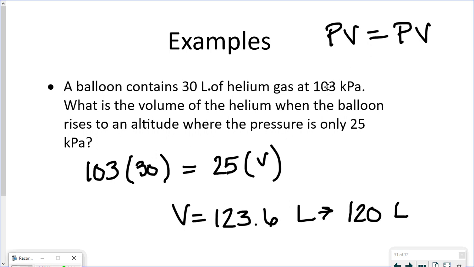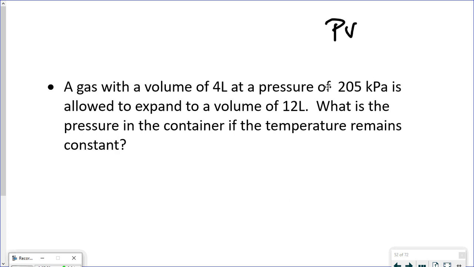Let's look at another problem using Boyle's law. So still using PV equals PV. So we have a gas with a volume of 4 liters at a pressure of 205 kPa that's allowed to expand to a volume of 12 liters. What's the pressure in the container if the temperature remains constant?